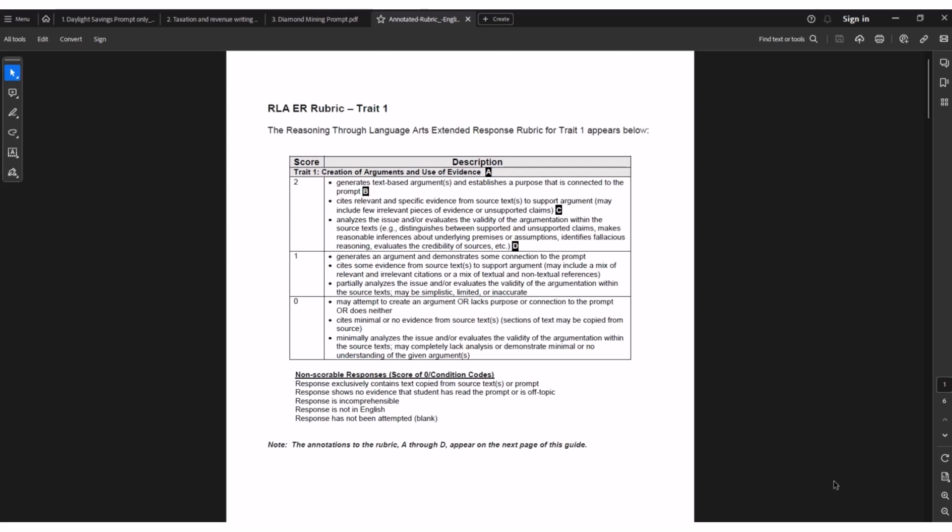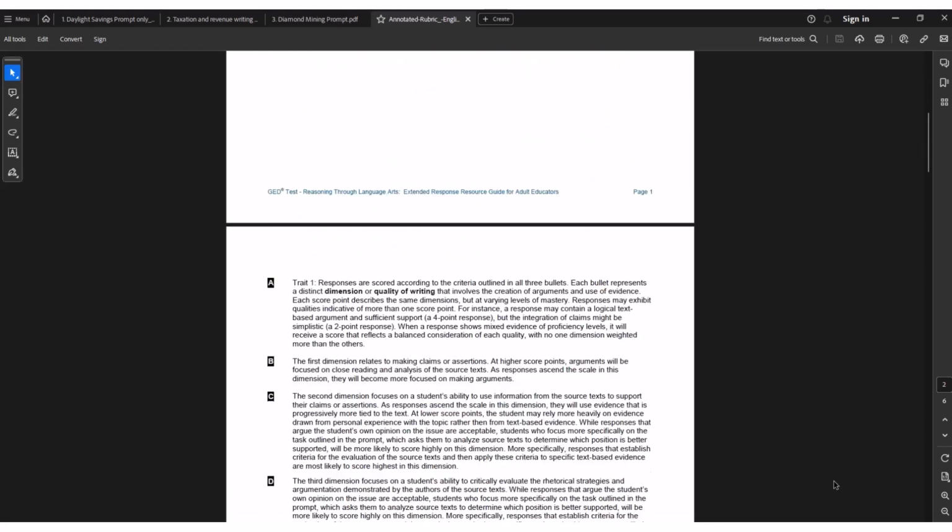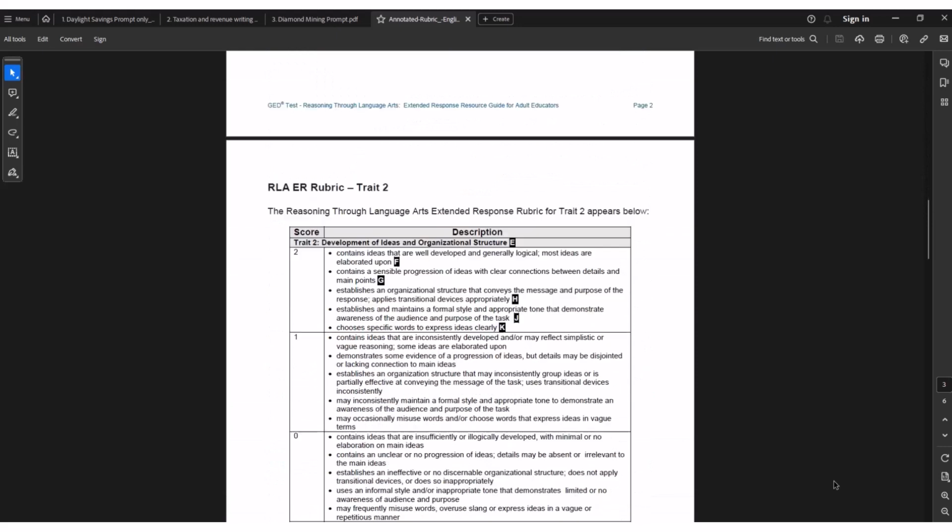Part 1 was all about Trait 1, creation of arguments and use of evidence. Please check out that video so you understand what they are looking for when it comes to your writing response, because a big part of that is using text-based argument, and we explore that concept in the part 1 video. But in this video, we are going to discuss Trait 2.